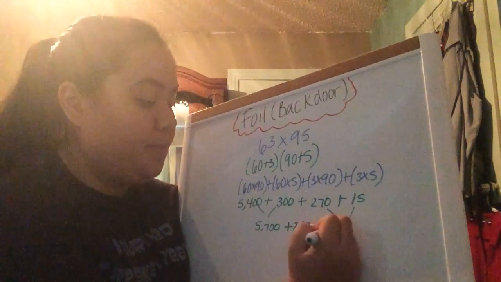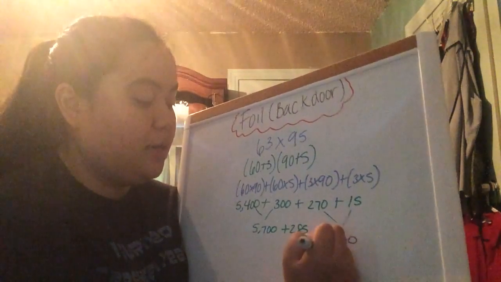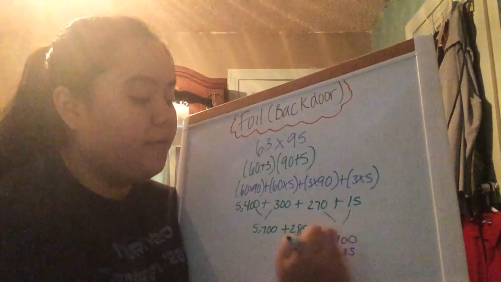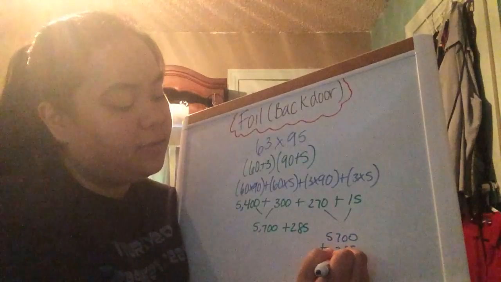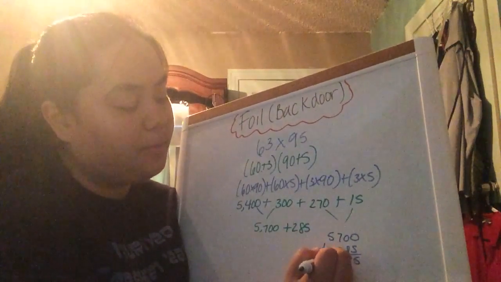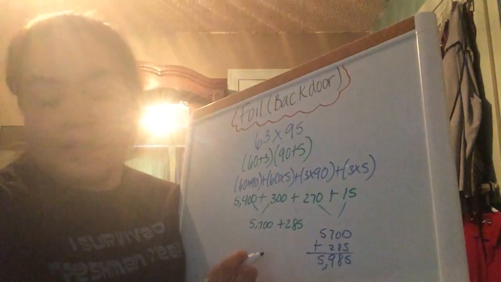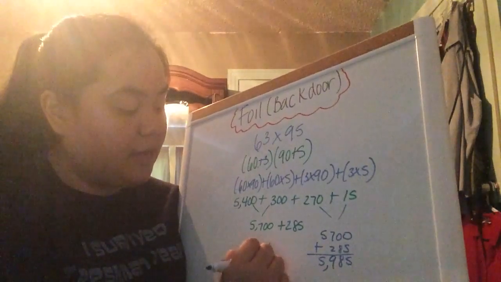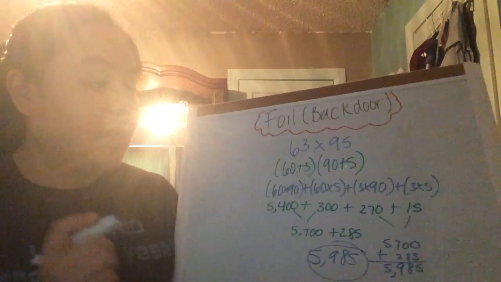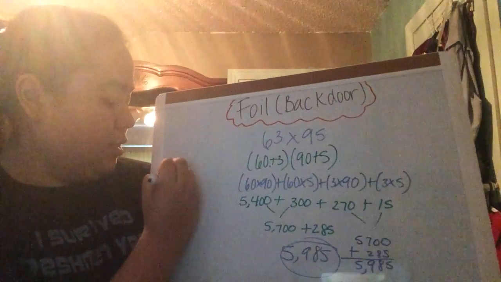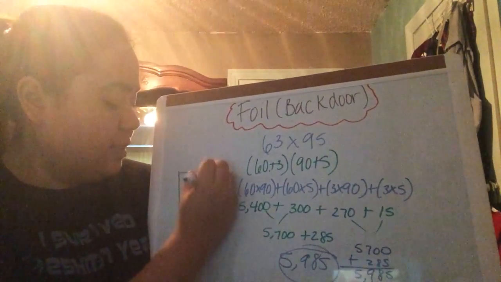So you can do 5,700 plus 285. 5 plus 0 is 5, 8 plus 0 is 8, 7 plus 2 is 9, and then you have your final number, which is the 5. So the final answer is 5,985.